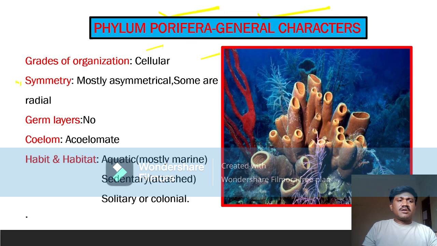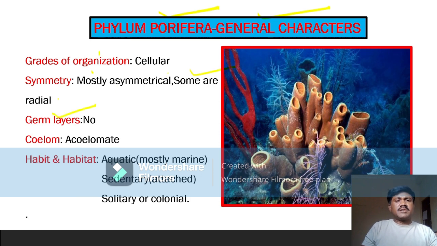Okay, then come to the symmetry. Mostly asymmetrical, meaning the body is not divided into two equal halves. Some animals can show radial symmetry. Radial symmetry means the body can be divided into two equal halves from any plane. Through many planes, if we can divide the organism into two equal halves, then it is called what? Radial symmetry.